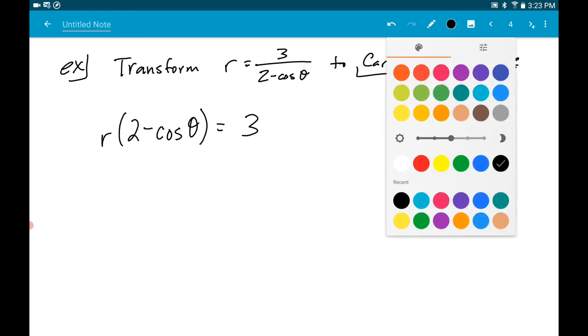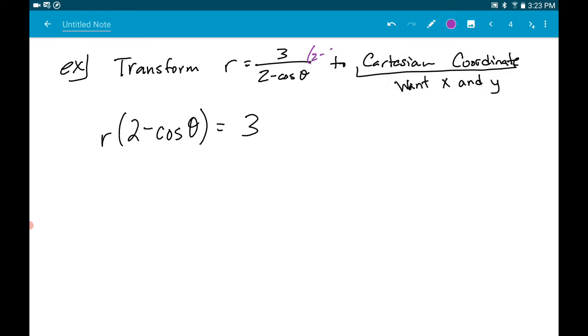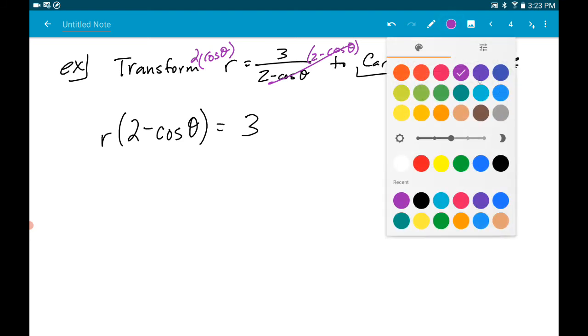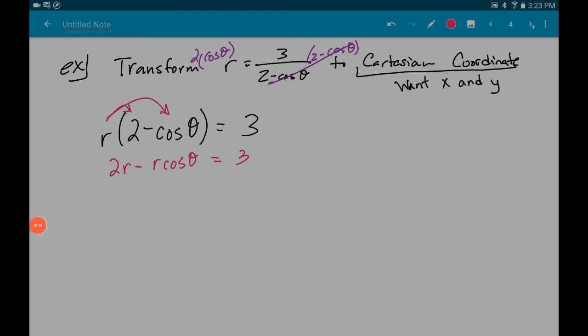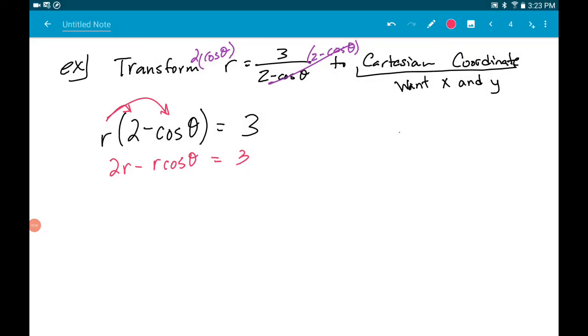So up here, whether you see it yet, I'm multiplying the right side and the left side by the denominator in hopes to cross that out. All right, now I'm going to distribute in. So I have 2r minus r cosine theta. I'm doing this out of experience, but also because r cosine theta, which just showed up, is x.